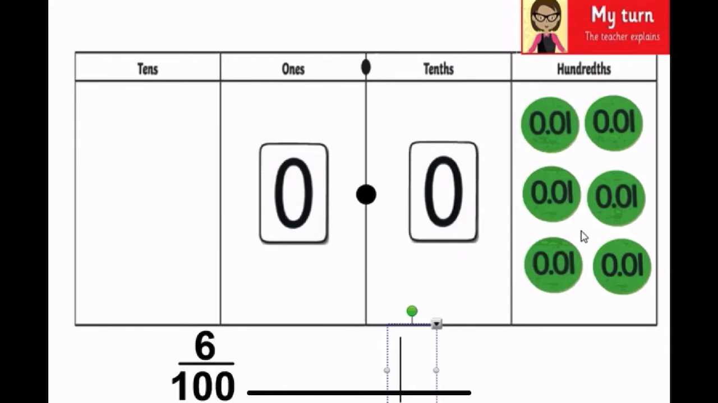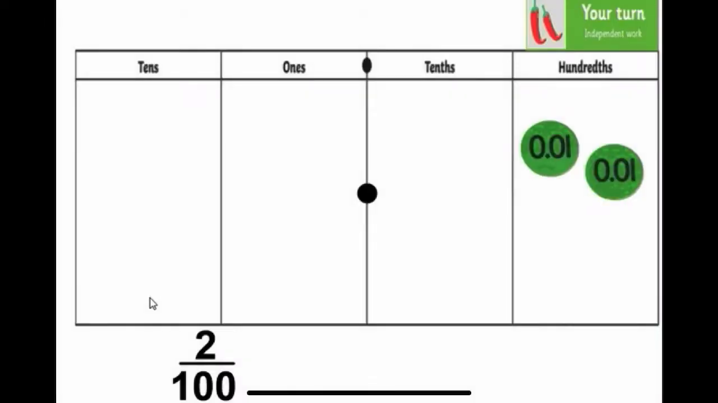So I'm going to write a 0 to show we don't have any ones, and a decimal point, and a 0 to show no tenths, and a 6 to show 6 hundredths. 6 hundredths as a fraction can also be written as 0.06. So we're going to do a your turn now. So I'd like you to pause the video, and in your books I'd like you to write this as a decimal.